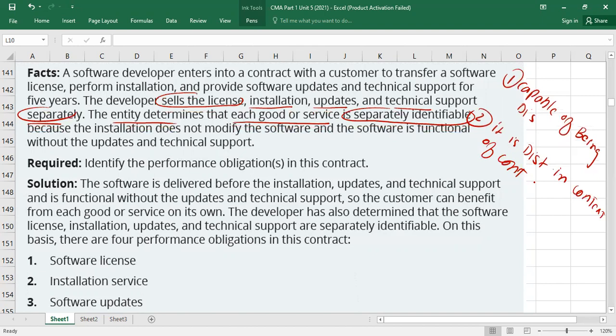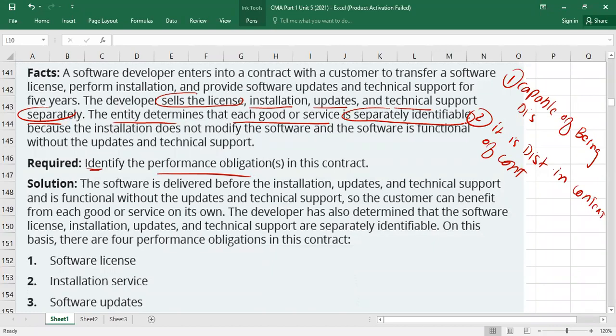You don't need to determine that in the question. He will give you the idea. So they determined it is separately identified. It means in the context of the contract also these are separately identifiable. Both answers are yes. It means there is more than one performance obligation. So how many performance obligations are there? Identify the performance obligations.